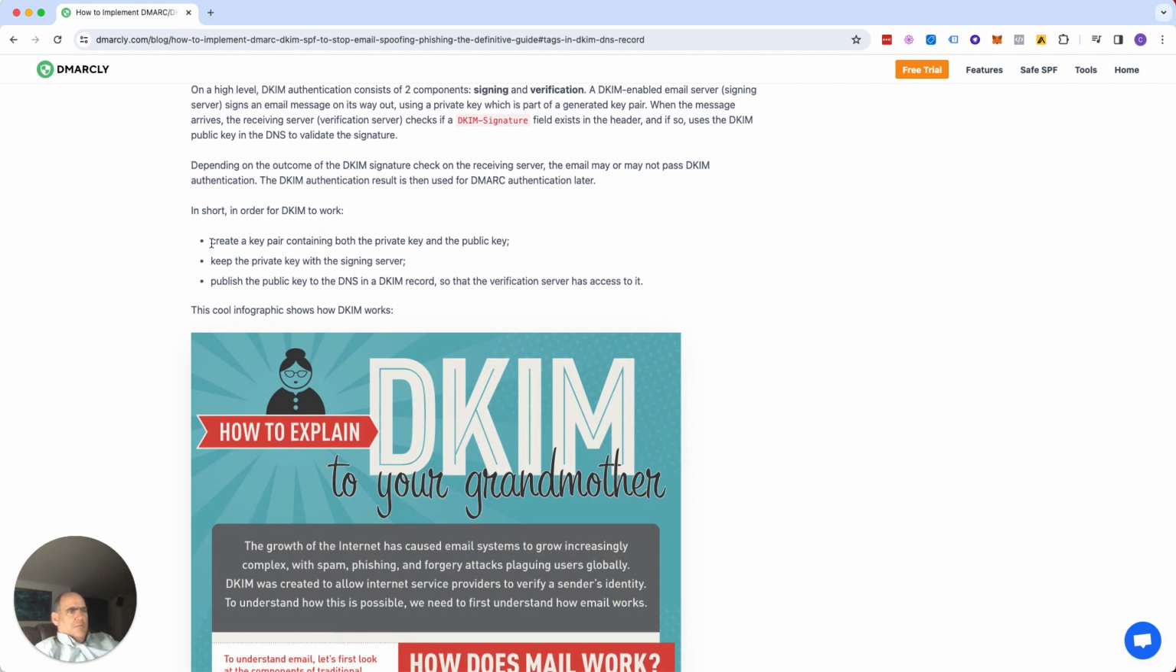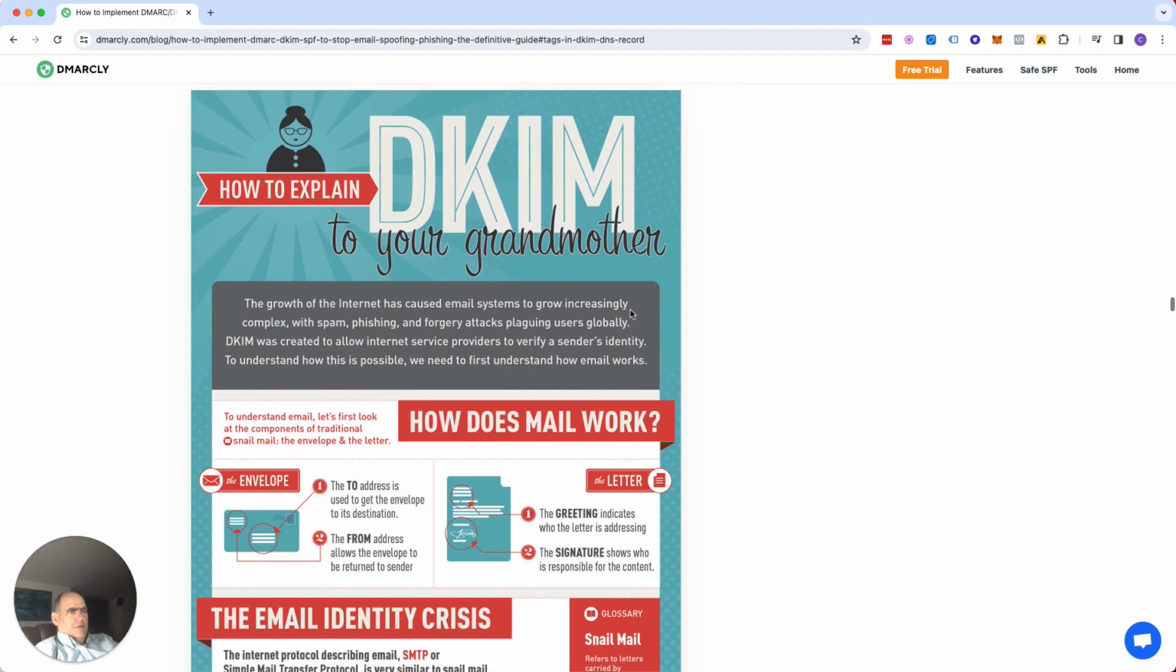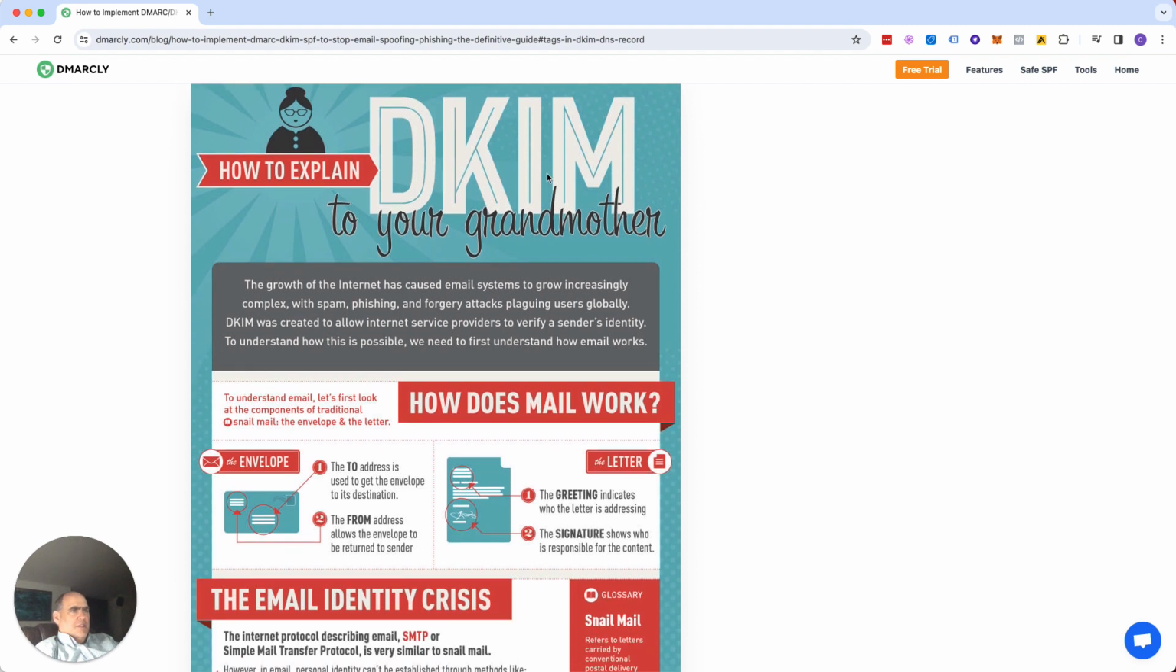In short, you create a pair of keys with the public key and private key. You keep the private key on the signing server, and you publish the public key in the DNS DKIM record so that the verification server has access to it. Here's an explanation I thought was a cool one to go over. It shows how DKIM works, how to explain DKIM to your grandmother.